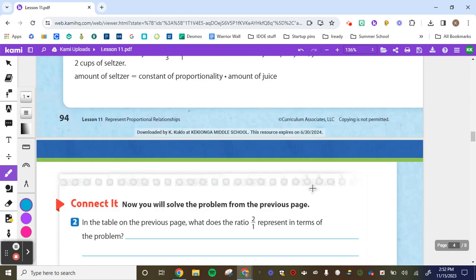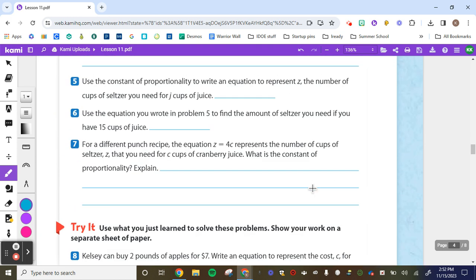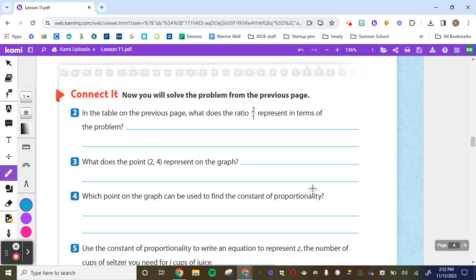So this one is on page 95. In the table on the previous page, what does the ratio 2 to 1 represent in terms of the problem? So my original ratio was 6 to 3, that he took 6 cups of seltzer for every 3 cups of juice, and then that was turned into the unit rate of 2 over 1. So what does that represent?